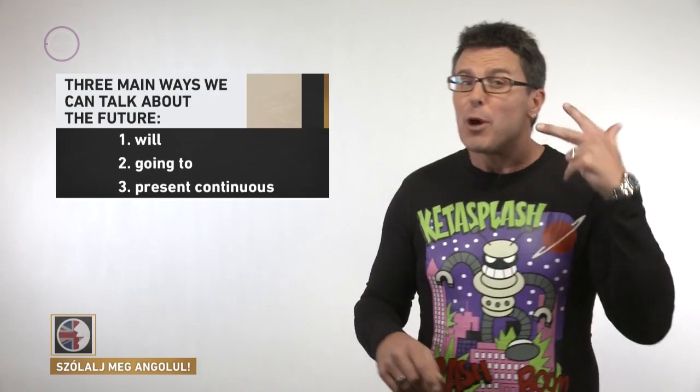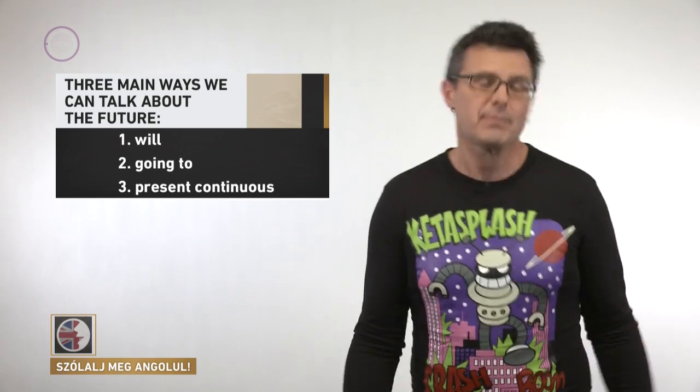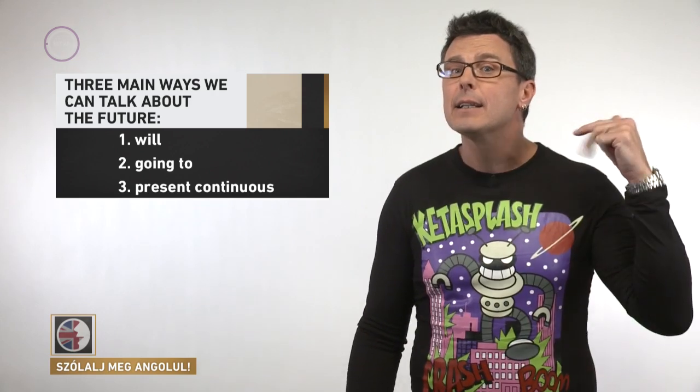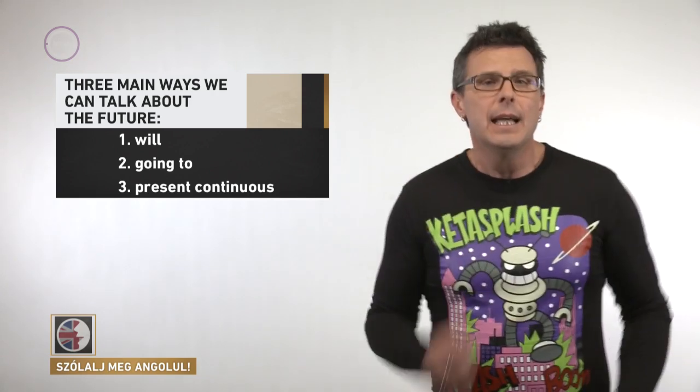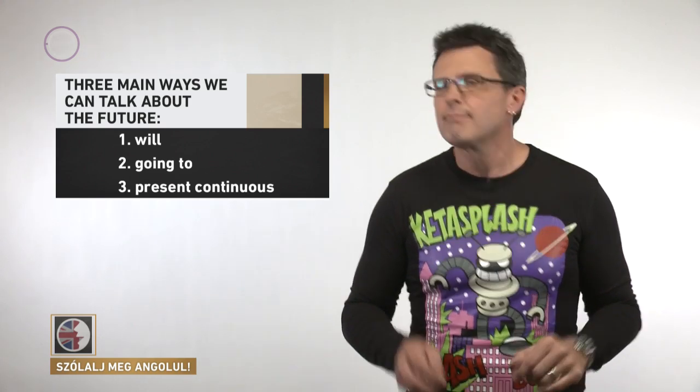Okay, so recently we've been looking at the way we can talk about the future in English. Okay, great. So we all remember there are three main ways we can talk about the future in English. We can use will, going to, and the present continuous. Now, who remembers when we use will for the future?